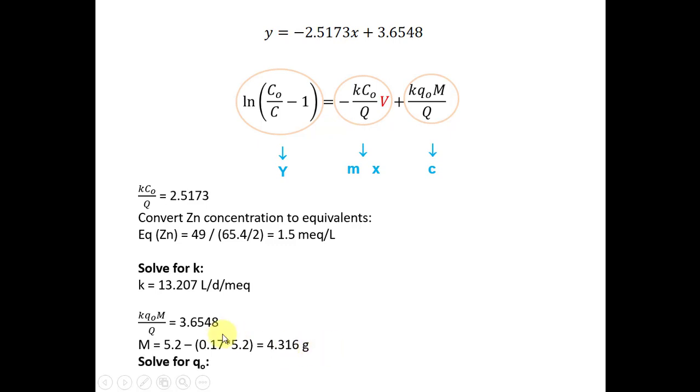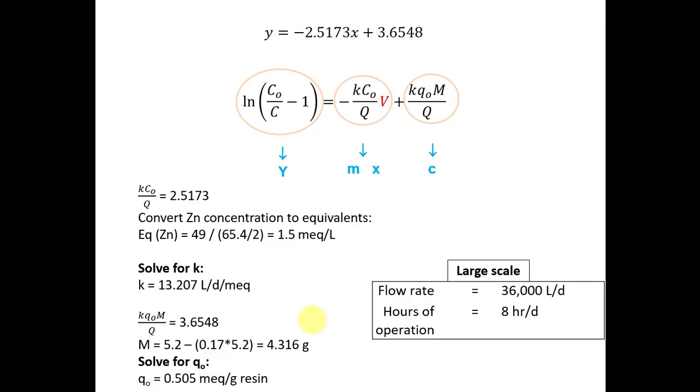Here you can solve this equation for q naught, and then you can get the value of q naught, which is 0.505 milliequivalent per gram of resin. So that means each 1 gram of the resin is able to remove 0.505 milliequivalent of zinc.